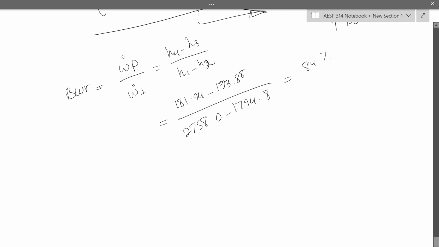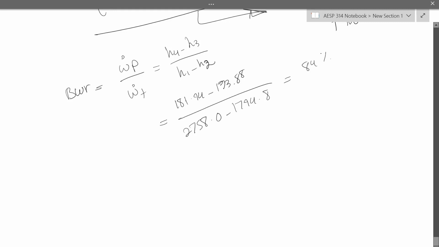Let me ask you this. What does this back work ratio actually mean? Think about it. What does it represent? Yes, it's the amount of the work that comes out of the turbine that has to go back to the pump. Exactly. You can actually see it in the equation.